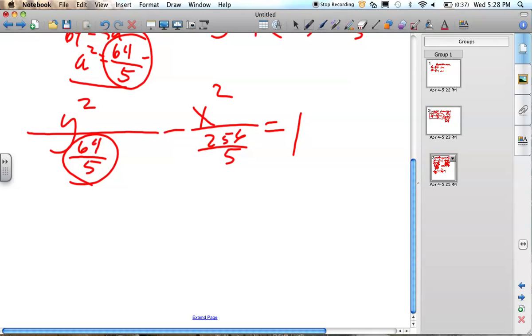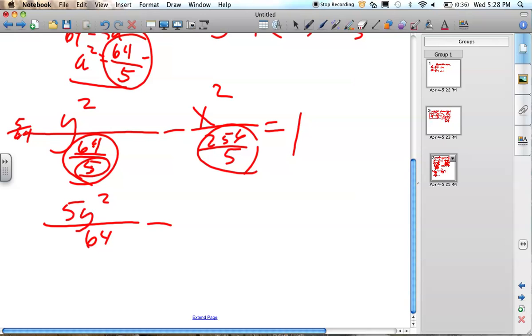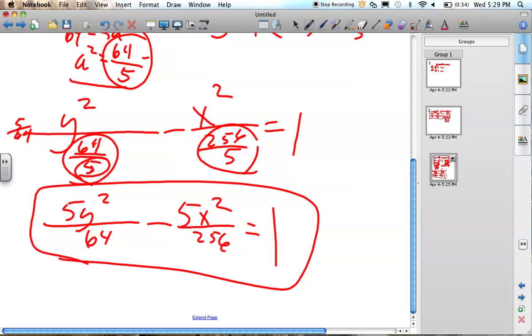Now to take care of this, all you do is do 1 over this. Take the reciprocal. Okay? So when I multiply top and bottom by 5 over 64, I multiply everything around, so I'm going to end up with 5y squared, that's that one, over 64, which is this, minus, and then I flip this, 5x squared over 256 equals 1. And that is the equation for this hyperbola.